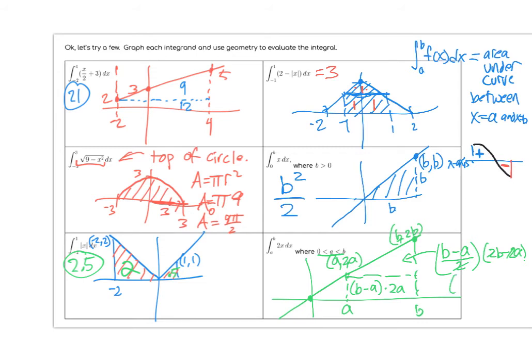Okay, so I guess the top part is (b minus a) squared. And then the bottom part is going to be (b minus a) times 2a. All right, that looks a little bit simpler, but I don't know if that actually is much simpler. Okay, I'll buy it.